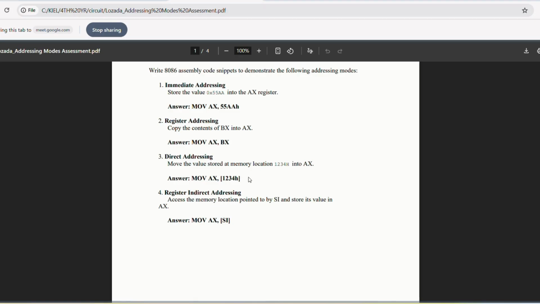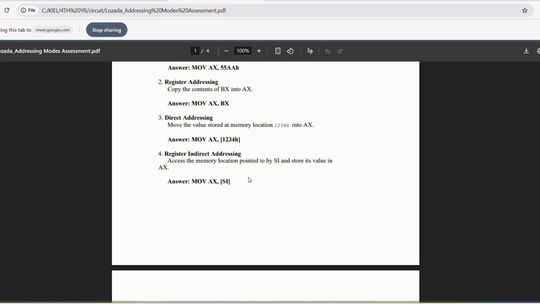So number 4, register indirect addressing: access the memory location pointed to by SI and store its value in AX. So the answer is MOV AX, [SI], because it tells the CPU to use the value currently stored in the SI register as a pointer to memory. This means SI doesn't hold the actual data we want, but it holds the address of the memory location where the data is stored.